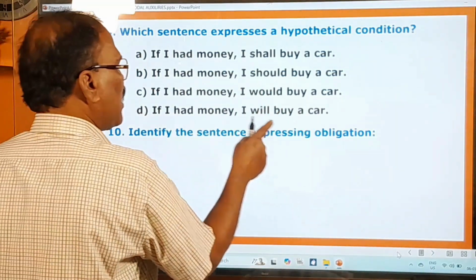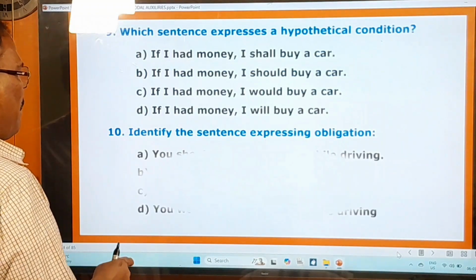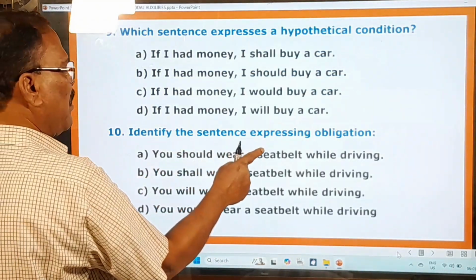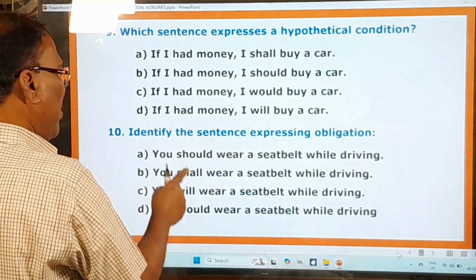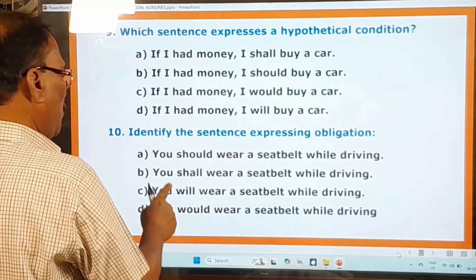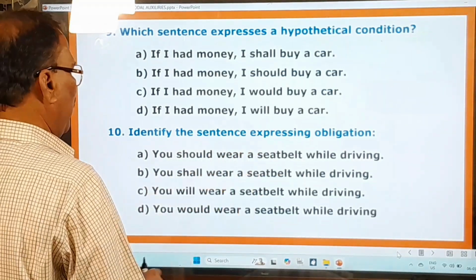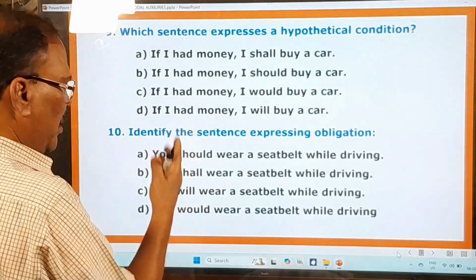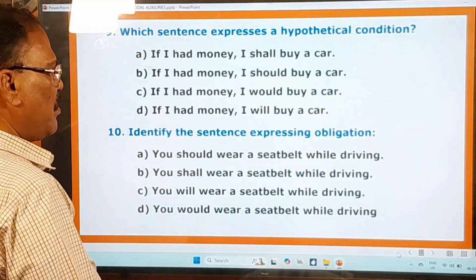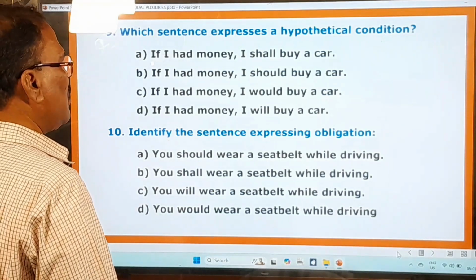Identify the sentence expressing obligation. You should wear a seat belt while driving. You shall wear a seat belt while driving. You will wear a seat belt while driving. You would wear a seat belt while driving. So, which sentence expresses obligation? You know that very well. You can tick it. You can choose that one. Now you move on to other questions.